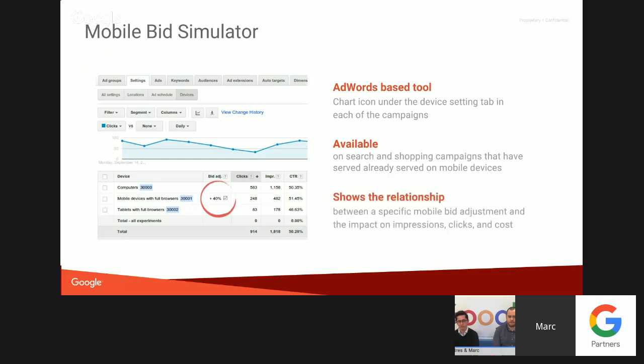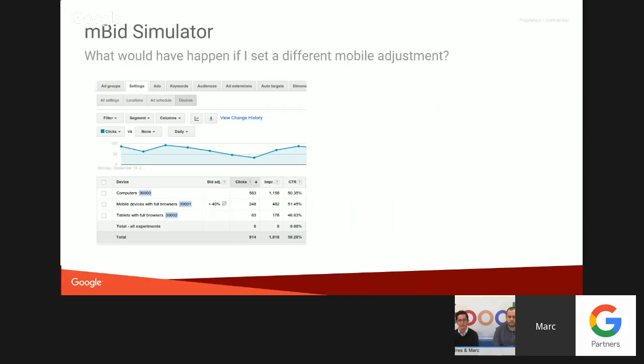Now, why is this tool important for us and why am I here to present this? It is important because it shows a relationship between setting a specific mobile bid adjustment and the impact that's going to have on the impressions on your campaign, the clicks, and most importantly, the budget and cost of setting those bid adjustments. So in other words, this tool helps us determine the underlying question of what would have happened if we had set a different mobile bid adjustment.